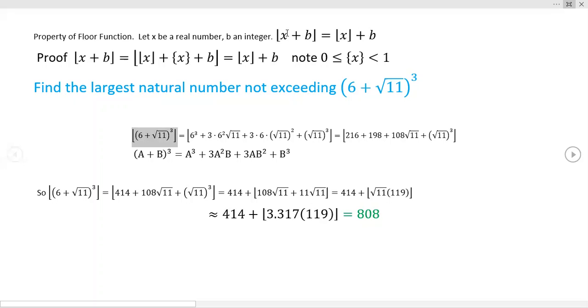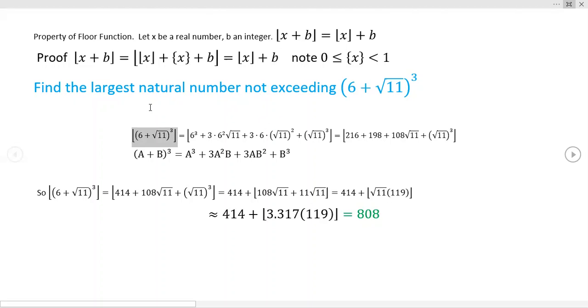An example would be if x were the approximation for pi, 3.14, and we'll let b be 6, say. That'll be 9.14, and the floor of that is just 9. You chop off the fractional or decimal piece. You can see that's true over here too: the floor of 3.14 is 3, and if you add the 6, you get 9. So the integer just comes out, and that actually comes in handy in this demonstration.